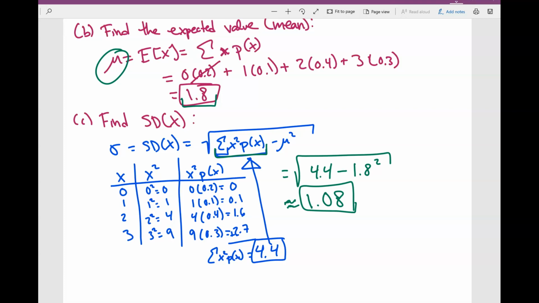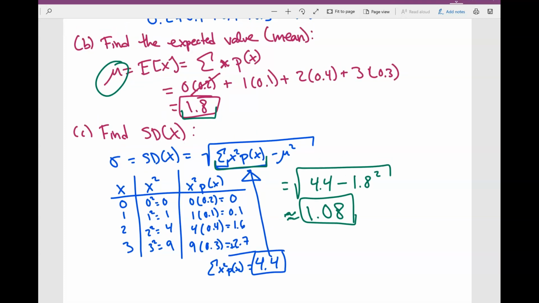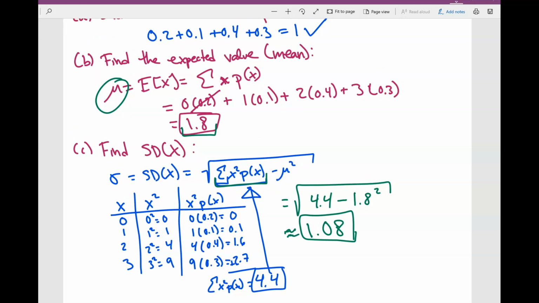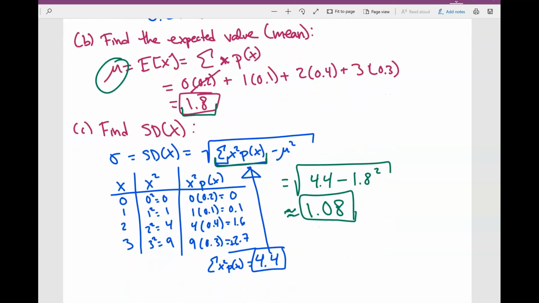So yes, this one's a little bit tedious, especially if you have a lot more numbers, and it can get really, really crazy. But in the next video, we're going to do this same problem, but now we're going to do it in the calculator.